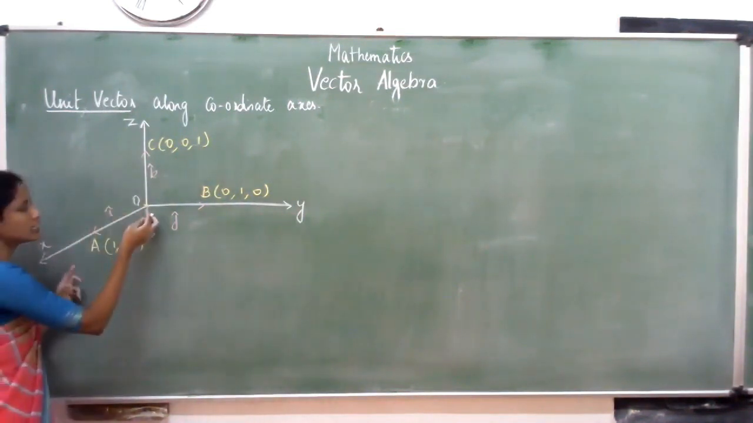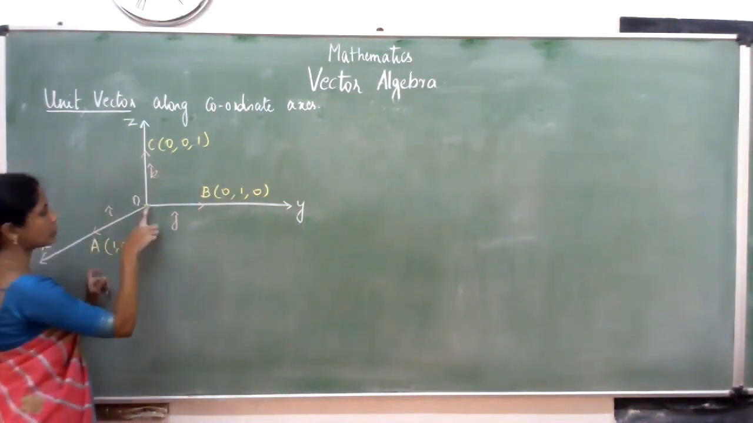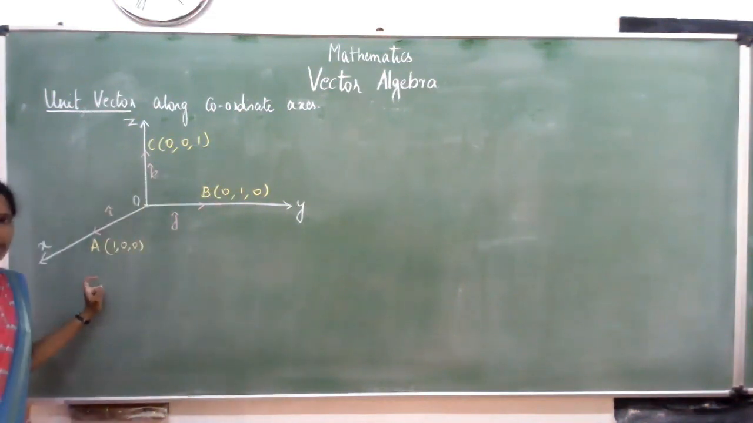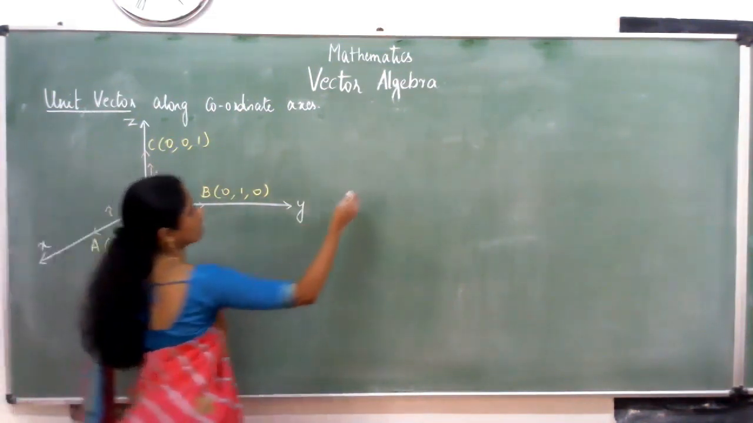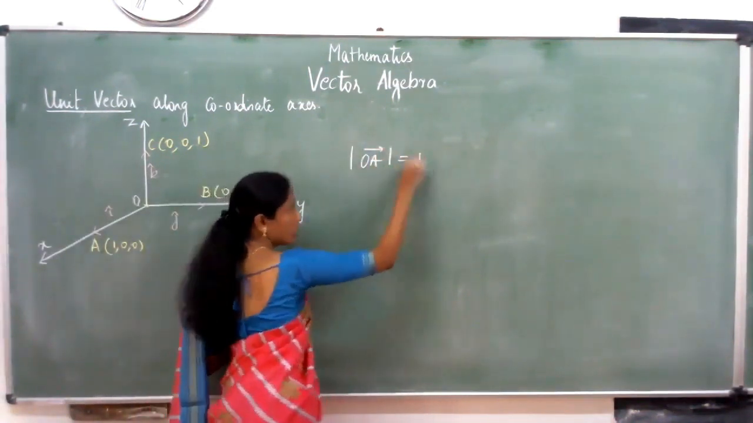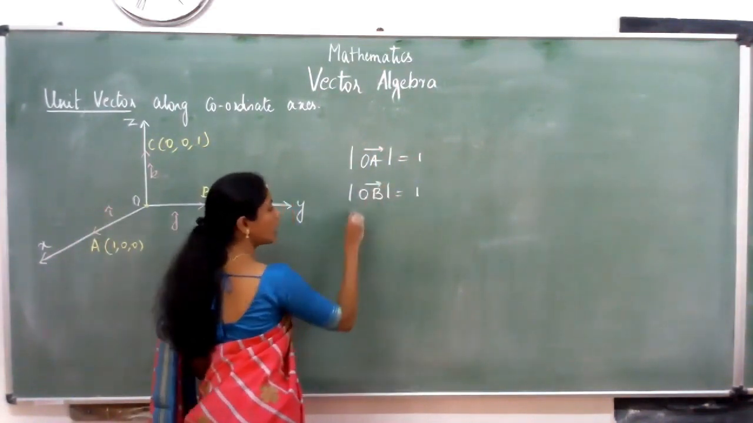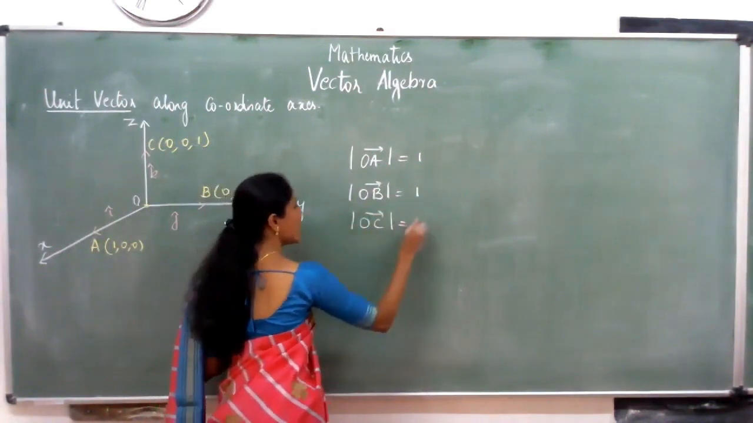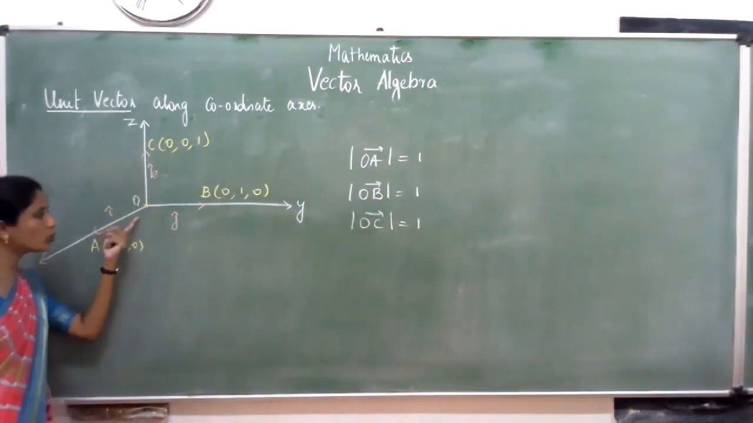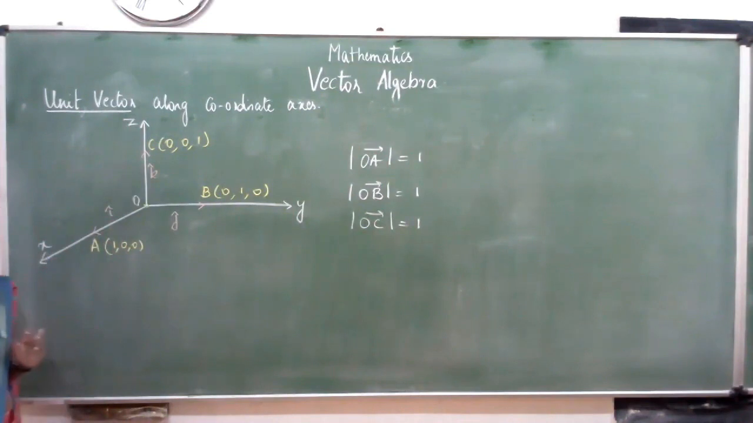So if you see, the distance or the length from O to A is 1 unit, the length from O to B is 1 unit and the length from O to C is 1 unit. That is, if I take this as a vector, the vector OA has the magnitude of 1 unit, vector OB has a magnitude of 1 unit and vector OC has a magnitude of 1 unit. Therefore, I can call vector OA, vector OB and vector OC as unit vectors.